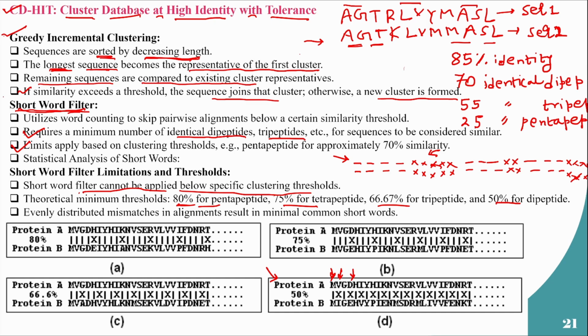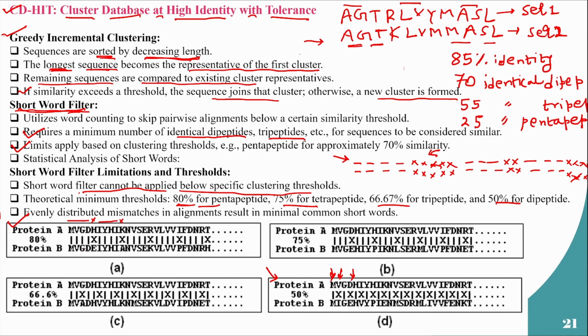The same thing applies at a higher identity. For example, in the first one, figure A, protein A versus protein B, 80% identity. If the other 20%, which will be mismatches, are distributed evenly, you'll notice that the first four characters are matching and then the next one is mismatched, right? The next four are matching, and then the following one is mismatched.